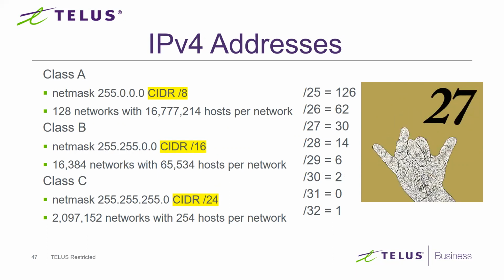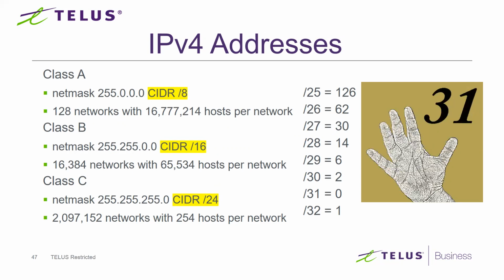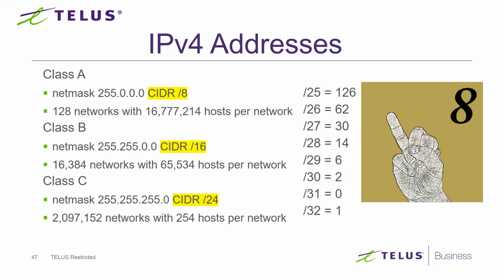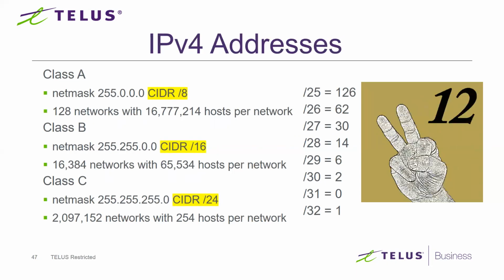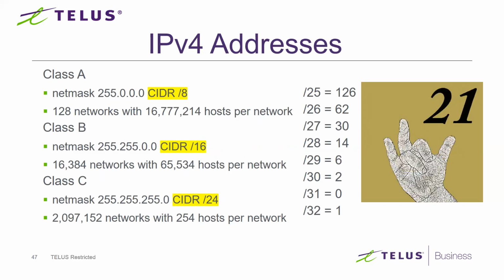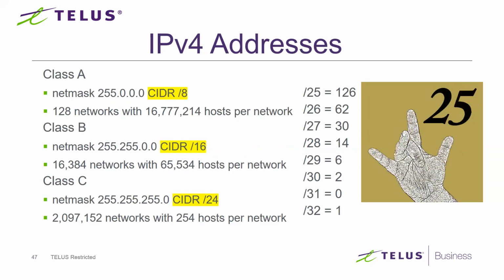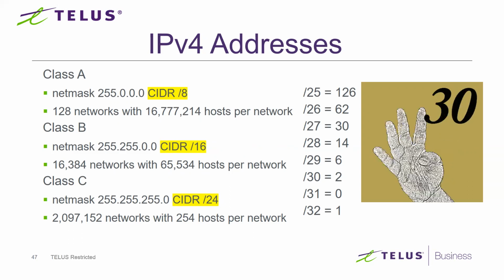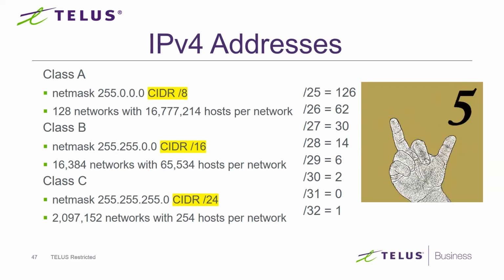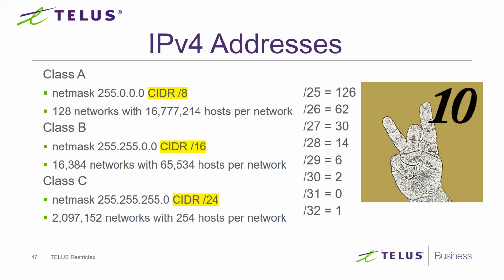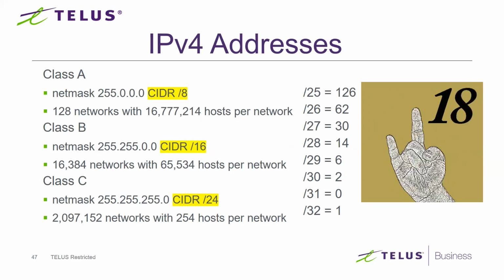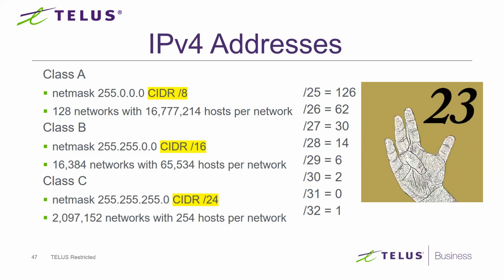So you can separate network from hosts or devices. A Class A network was a 255.0.0.0 net mask, with 10.0.0.0 being an example address. The first octet of that address would designate the network, and the rest of it are hosts. So 128 networks for Class A and 16.7 million hosts for that network.